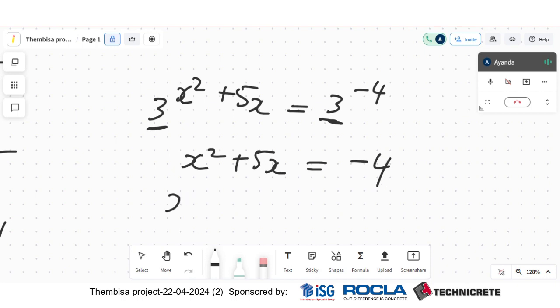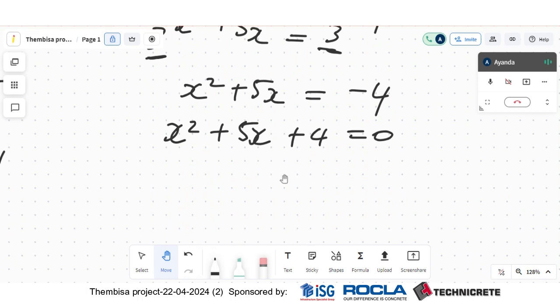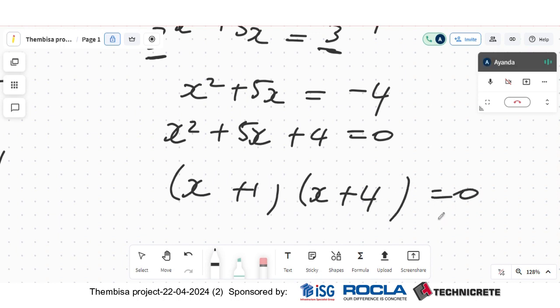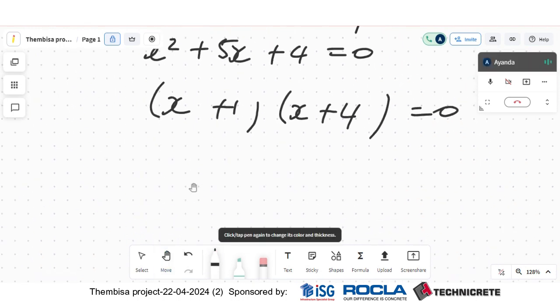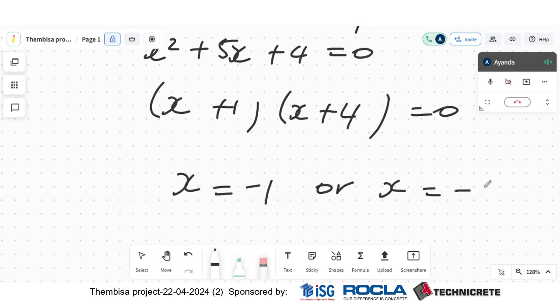Bring the 4 over to the left-hand side. We have x squared plus 5x plus 4 is equal to 0. And now we just factorize this trinomial. What two numbers, when multiplied, give us 4 and, when added together, give us 5? We can have (x plus 1)(x plus 4) equals 0. That leaves us with x is either equal to negative 1 or x is equal to negative 4. And that's it for question 6.